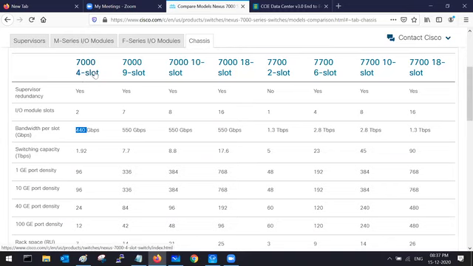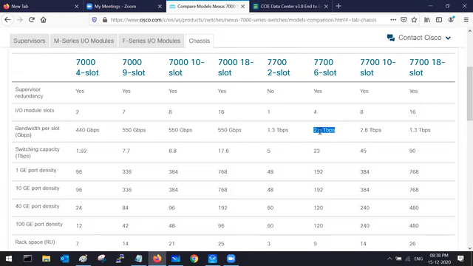For 7004, there is no fabric module over there, but it does support 440 gig of bandwidth per slot. That's maximum supported. And here you can see 550. This is because one fabric module is going to give you 110 gig of bandwidth. So if you install 5 fabric modules, it's going to give you 550 Gbps of bandwidth per slot. Overall, if you multiply times 18, you're going to get approximately 18 Tbps of bandwidth in the 7000 series.